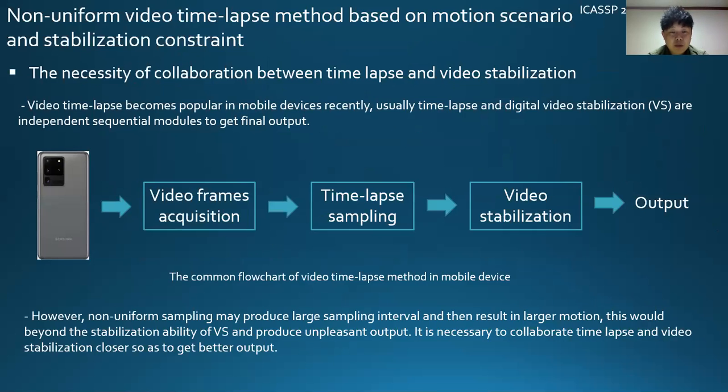Video time-lapse has become popular in mobile devices recently. Usually time-lapse and video stabilization are two independent sequential modules to get the final output. However, non-uniform sampling may produce large sampling intervals and then result in larger motion. This would go beyond the stability of video stabilization and produce unpleasant output. It is necessary to collaborate time-lapse and video stabilization more closely so as to get a better output.